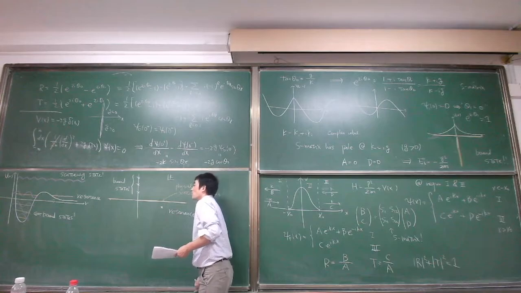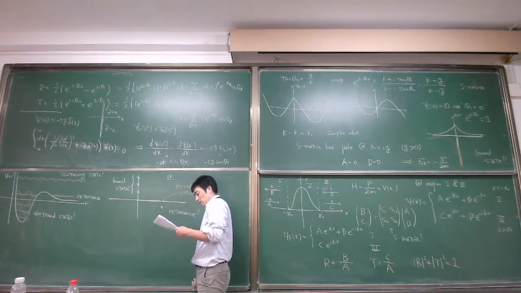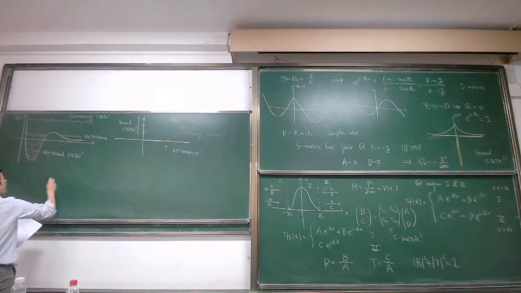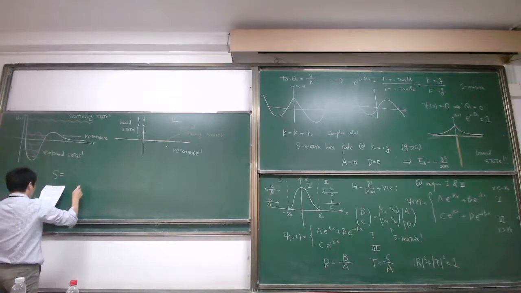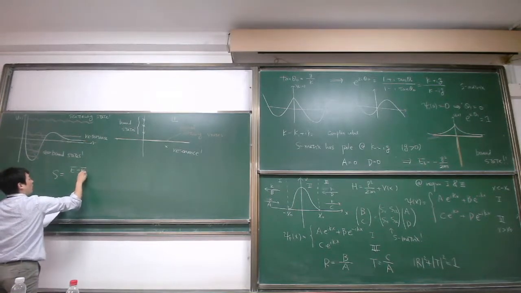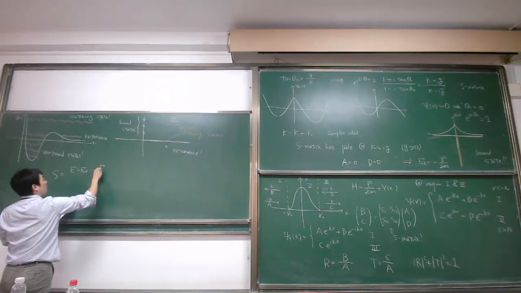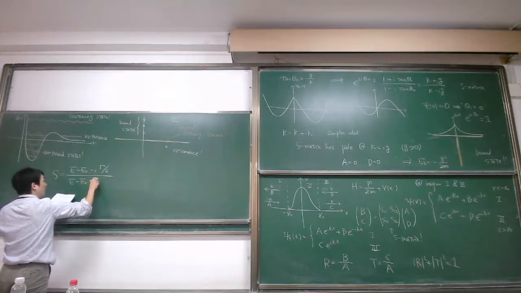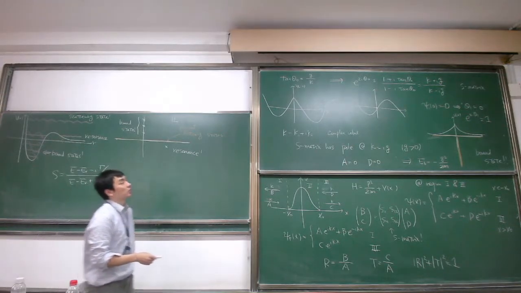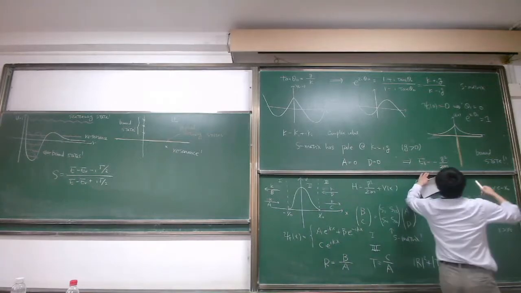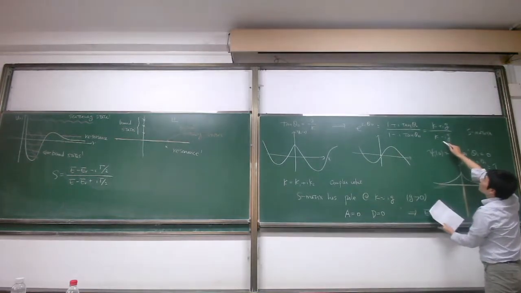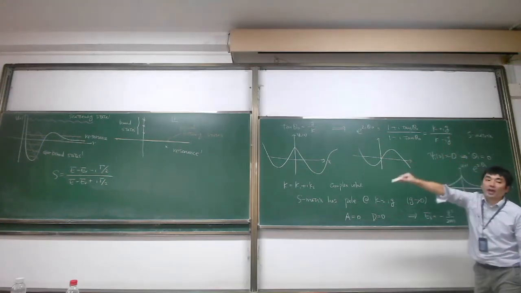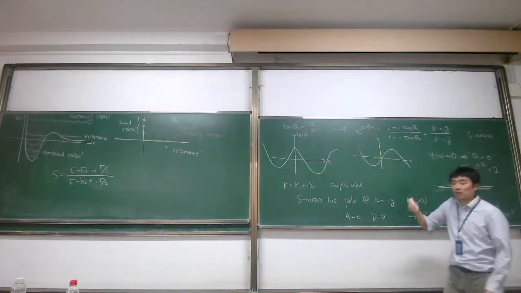In particular, if you look at the resonance, in general this resonance S matrix will take the following form: (E minus E_R minus iΓ/2) over (E minus E_R plus iΓ/2). Essentially, what I did is write down this S matrix in terms of energy, not the momentum.